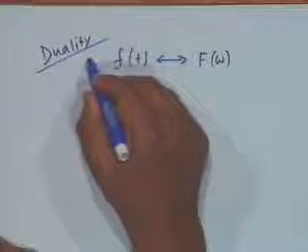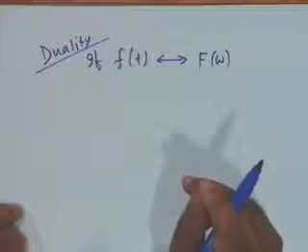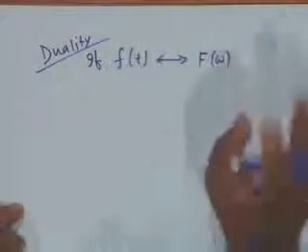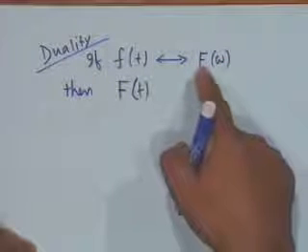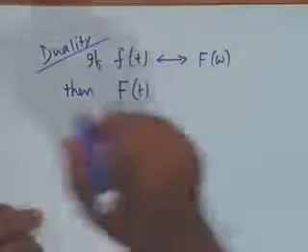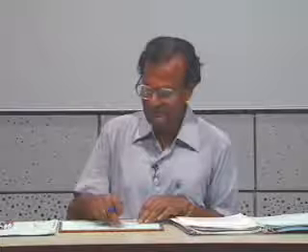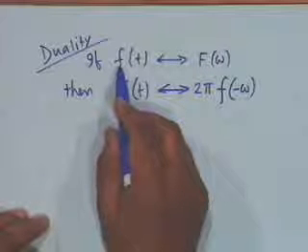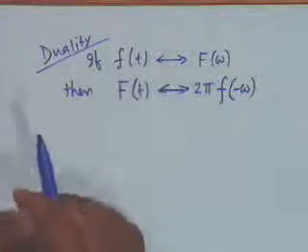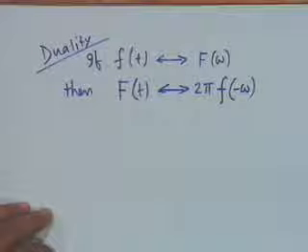If f of t is the pair of capital F of omega, that is, if the Fourier transform of small f is capital F, then capital F of t, that is, this functional form, you see in the case of the rectangular pulse, this functional form was the sin x by x. So if in the time domain this functional form comes, F of t, then this is the pair of 2 pi f of minus omega. That is, the time domain functional form goes over now to the frequency domain, except for a change of sign of the argument, f of minus omega.